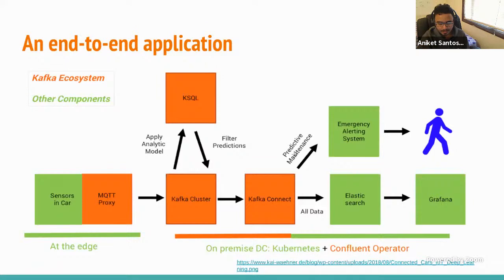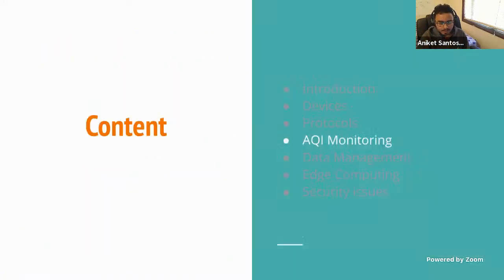Then we can have an end-to-end pipeline where we can construct an emergency alerting system, or we can do retrospective querying by building indexes on the data collected, using Elasticsearch or Grafana. So moving on, I'll talk briefly about AQI monitoring and how it works.